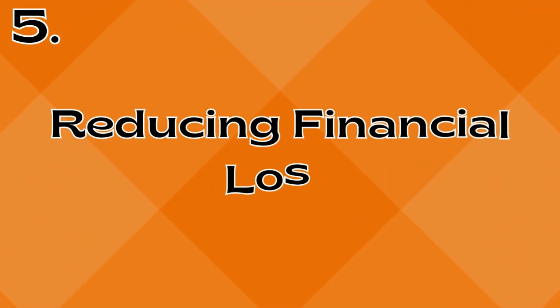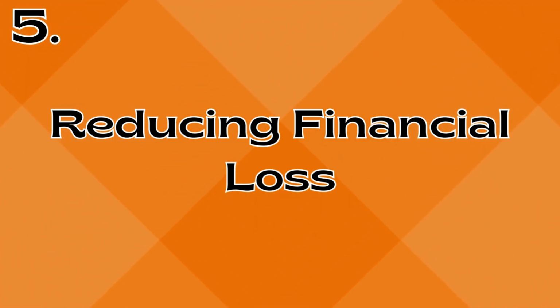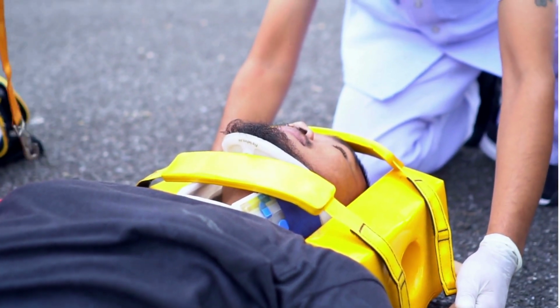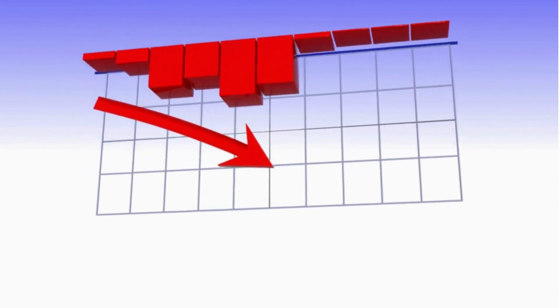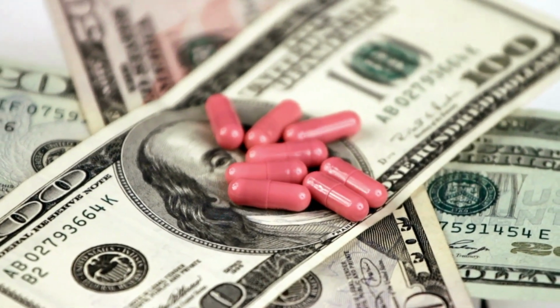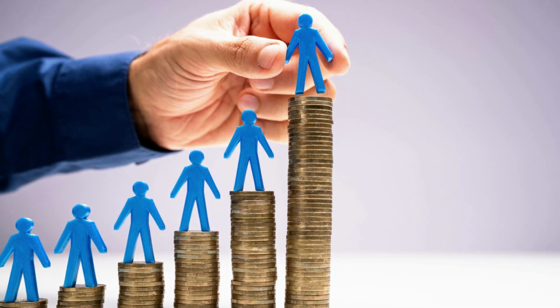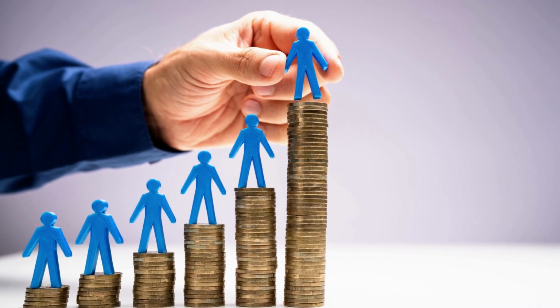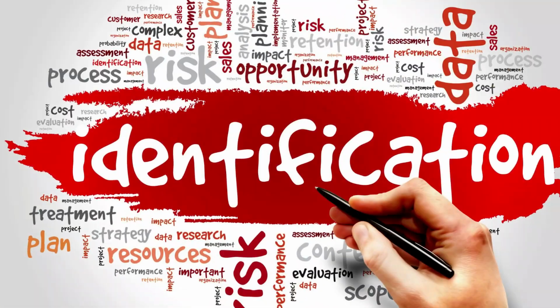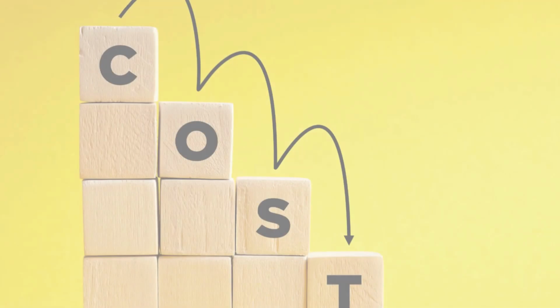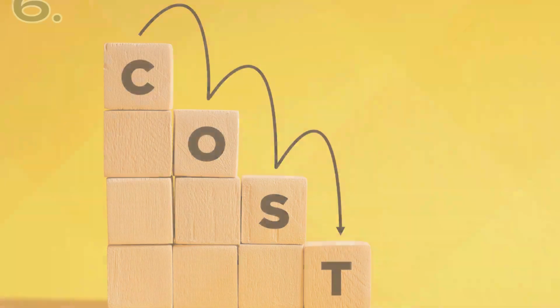Number 5. Reducing financial losses. Accidents and injuries can result in significant financial losses due to various factors such as medical costs, compensation claims, legal fees, increased insurance premiums, and many more. Hazard identification helps in preventing these costs.